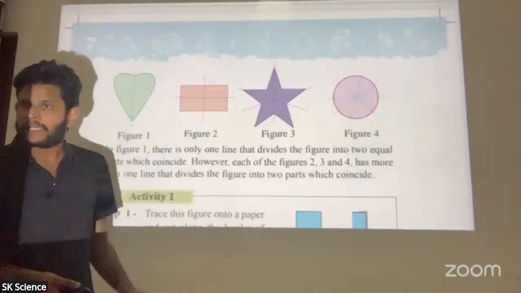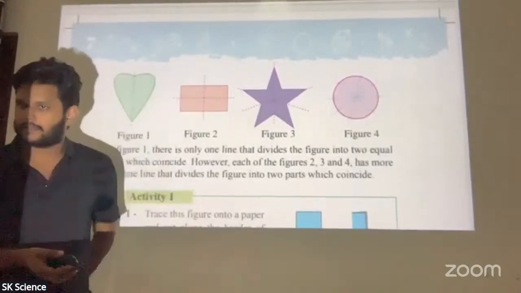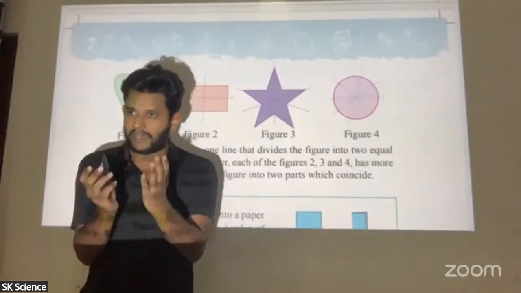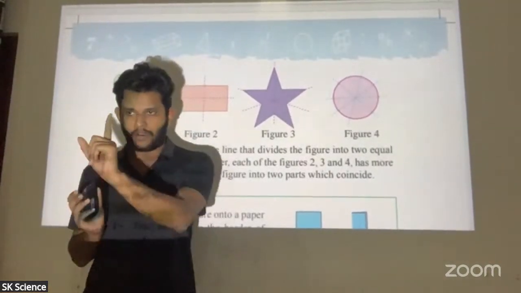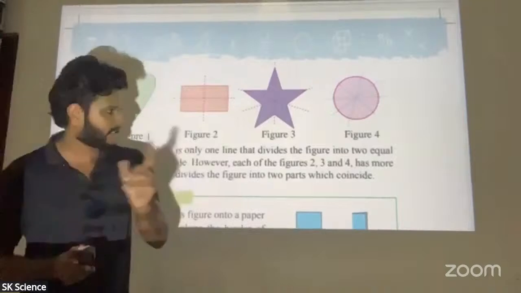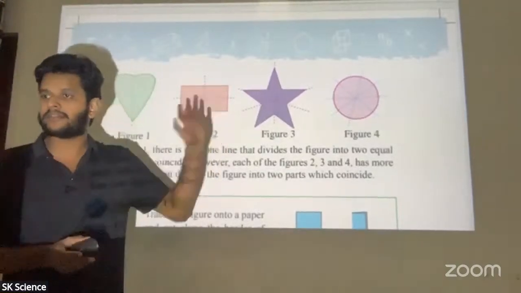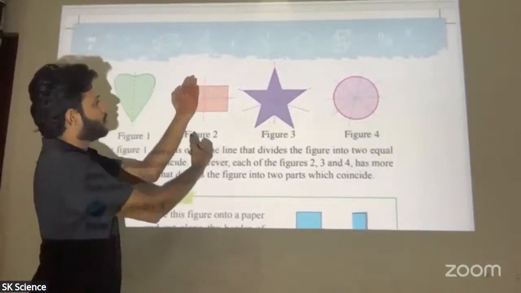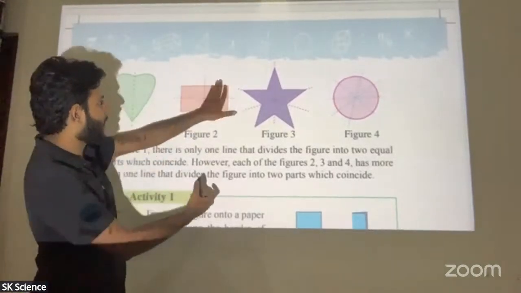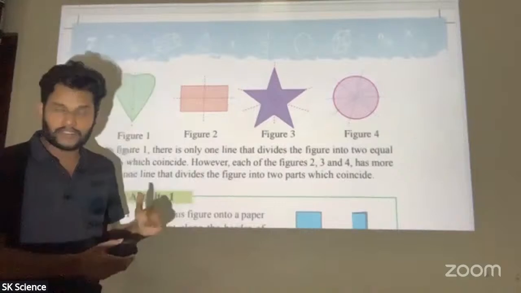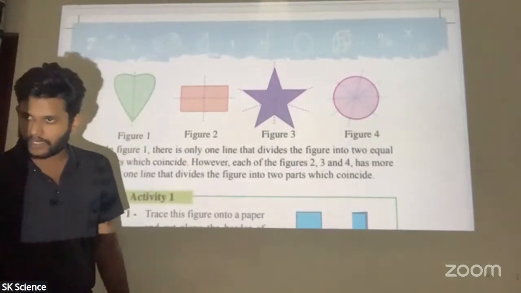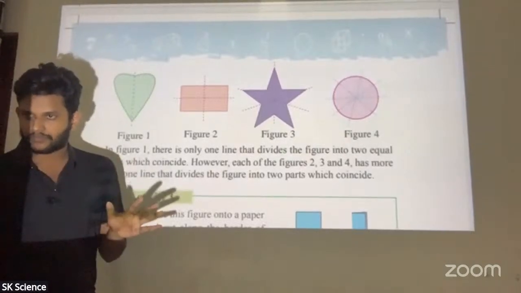Right? Is this bilateral symmetry? Bilateral symmetry means this figure has to be folded at least once. If it can be folded even once, we can say it has bilateral symmetry. If this figure can fold along this axis and have two equal sides, that means this figure has bilateral symmetry. Understood or not?